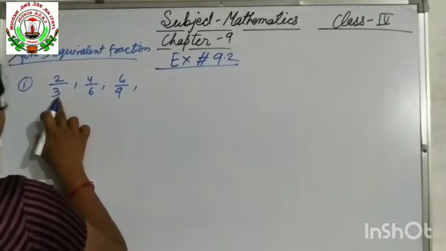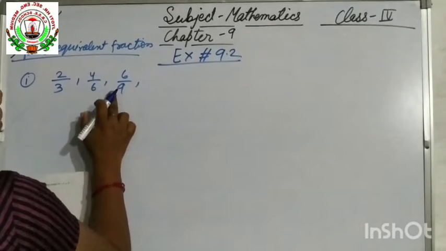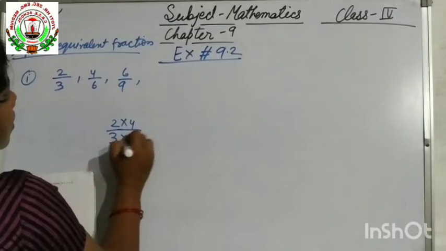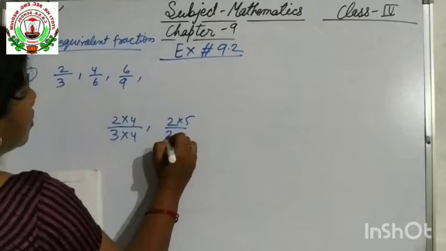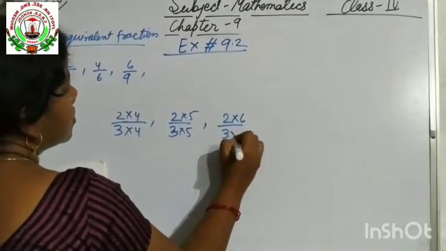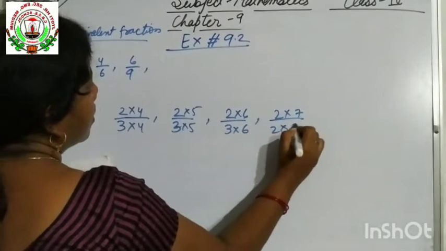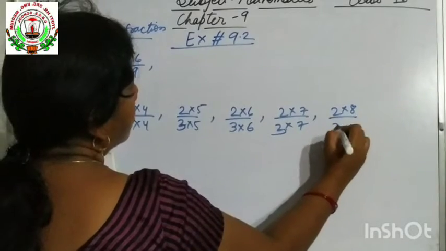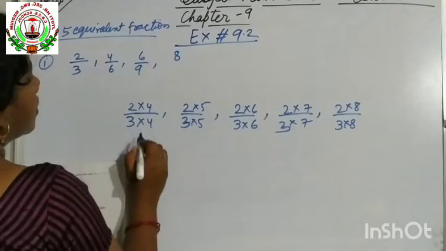Here 2 by 3 is the main fraction. When we are multiplying by 2, we are getting this one. Then 3. Now we will multiply it by 4. Then 5. Then 6. Then 7. Then 8.